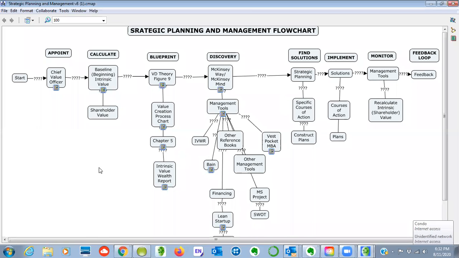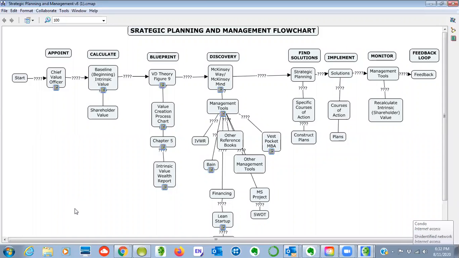So we start over here on the left with a start box. And the first thing we do is we appoint a chief value officer. Now that's a concept I came up with pretty soon after I did my doctoral dissertation work. As you may know, my doctoral dissertation was a theory of value drivers. The title was The Theory of Value Drivers, a Grounded Theory Study.